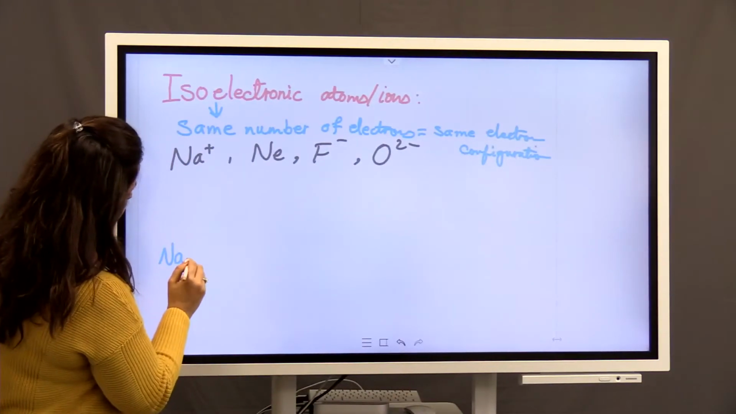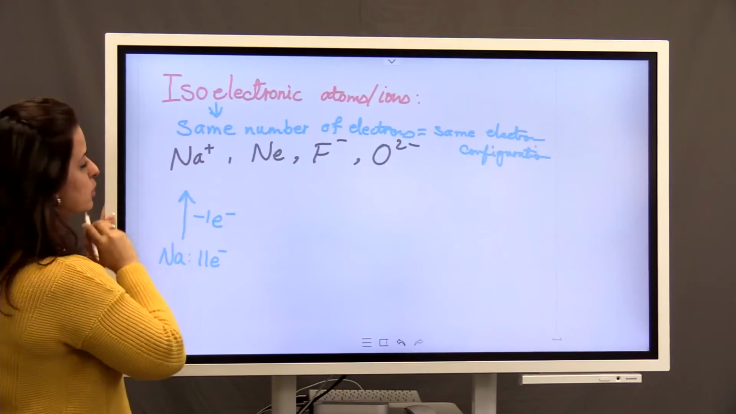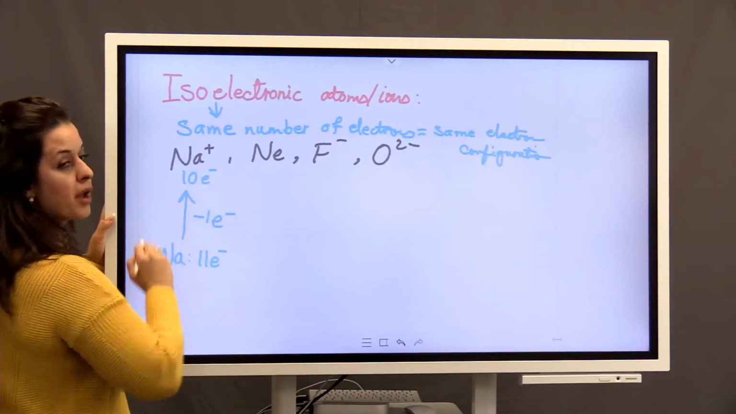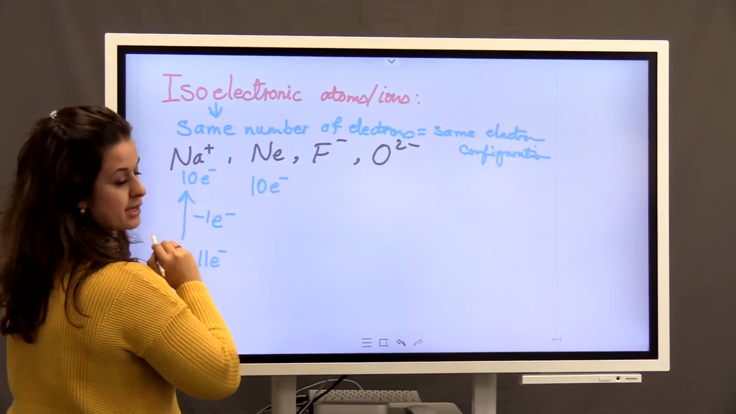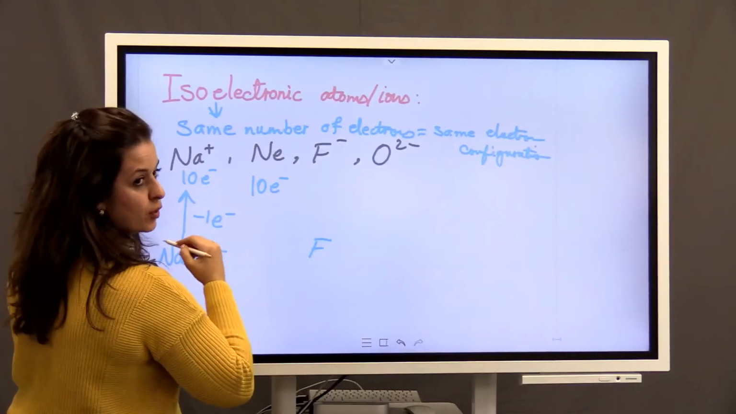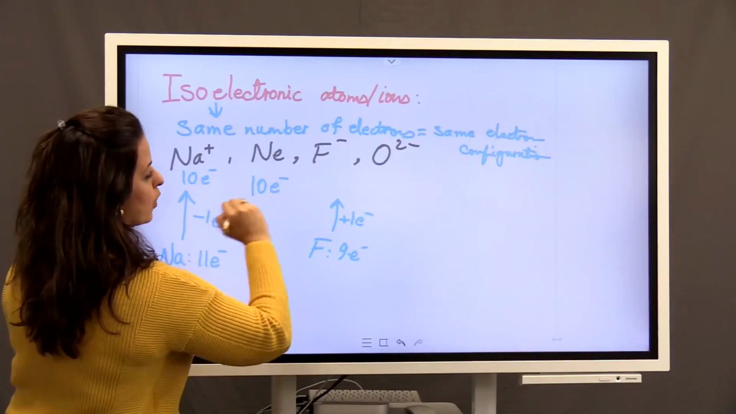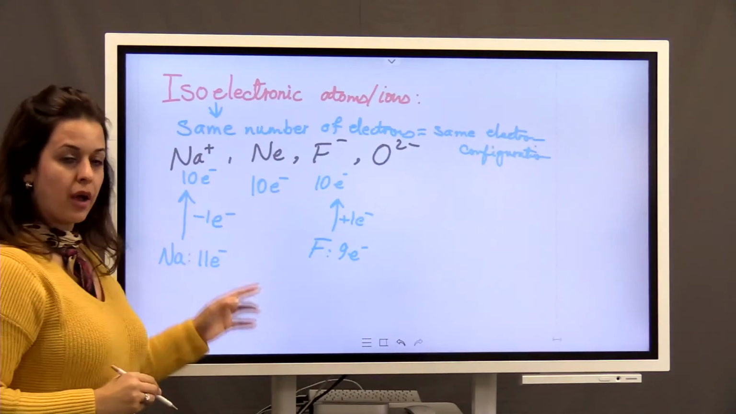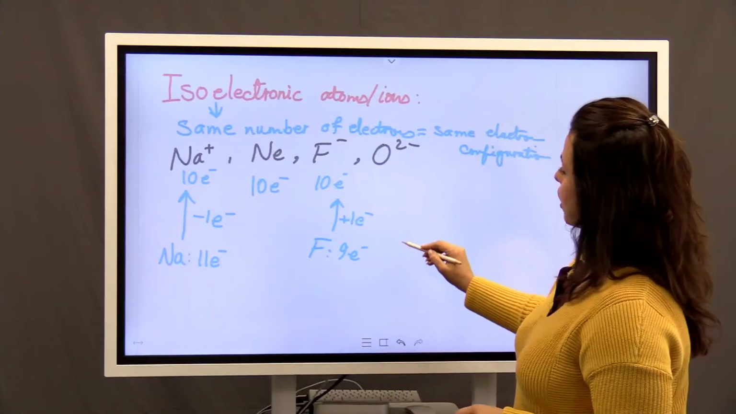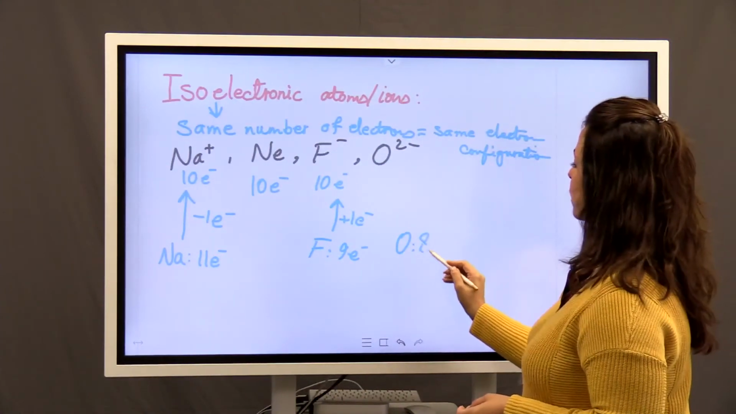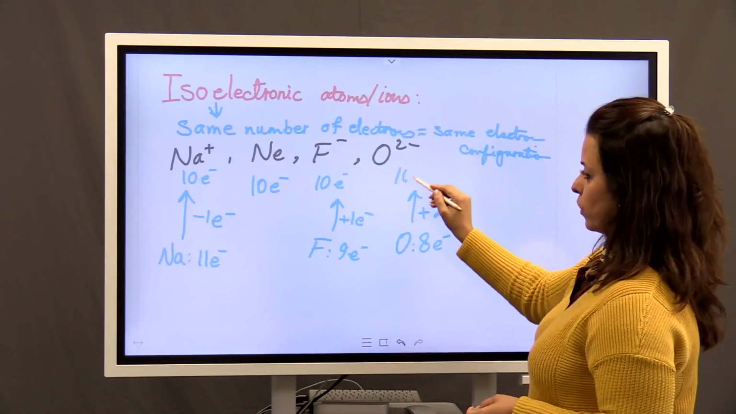Sodium atom has 11 electrons, right? It loses 1 electron to change to sodium ion. So how many electrons will it have? Sodium ion, 10. Neon has how many electrons? 10 electrons, right? Because it's element number 10. And fluorine, the neutral fluorine has 9 electrons. It gains 1 electron to change to fluoride, so it has 10 electrons. So you see sodium ion, neon, and fluoride, so far they all have 10 electrons. Last one is oxygen. Neutral oxygen has 8 electrons. It gains 2 electrons to become oxide, so again 10 electrons.